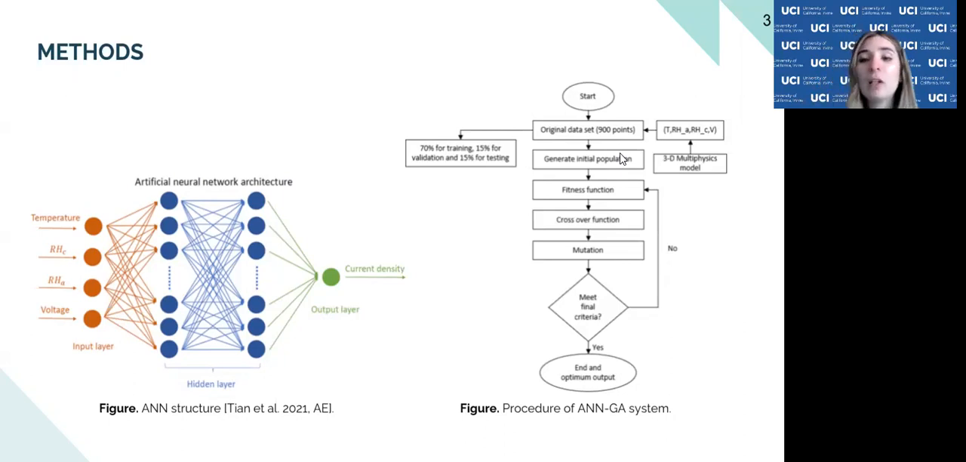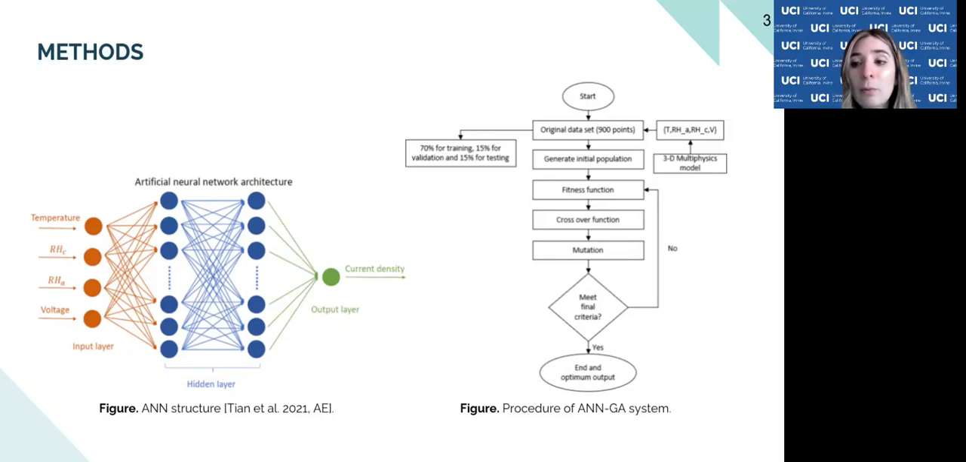So we use different values provided from a 3D multiphysics model to have 900 data points to train our ANN. And the figure on your left-hand side shows you what I just explained. The figure on your right-hand side over here shows the ANN-GA procedure. So first, you have the original data set, as I mentioned, provided from a 3D multiphysics model. We have 900 data points. You take that, as I mentioned, temperature, relative humidity for both electrodes and voltage to train your ANN. 70% of that data was used for training, 50% for validation, and the rest for testing.